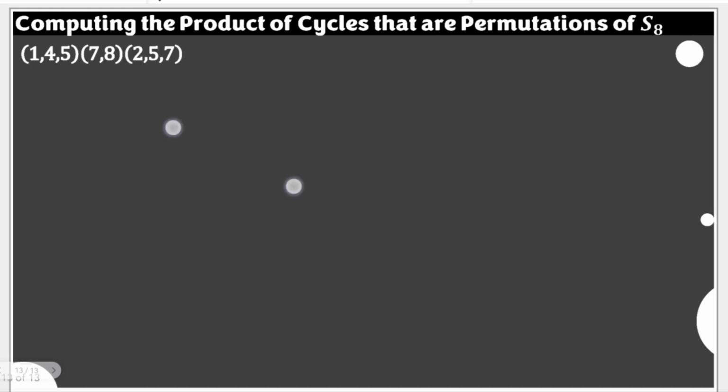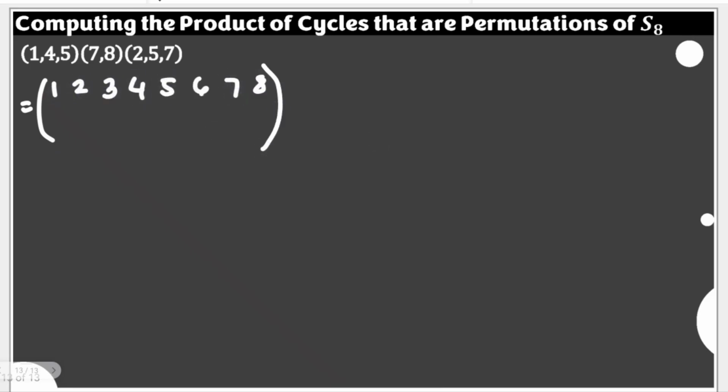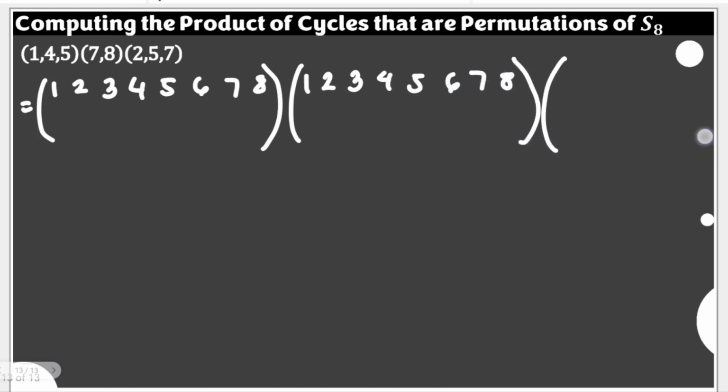So for 1, 4, 5, again, these are all in S8. So 1, 2, 3, 4, 5, 6, 7, 8, right? For 7 and 8, for the second cycle, still 1, 2, 3, 4, 5, 6, 7, and 8. And for the last cycle, still 1, 2, 3, 4, 5, 6, 7, and 8.